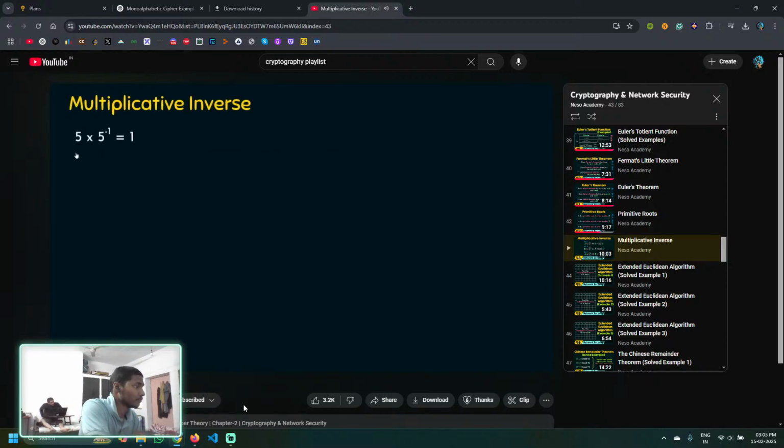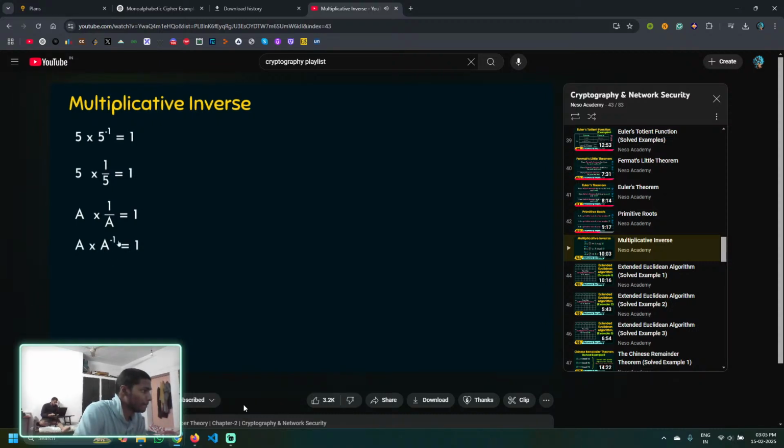Let's take the number 5. When that number is multiplied by its inverse, we get the result as 1. So it's clear that 1 by 5 is the multiplicative inverse of number 5. When you have a number a, then 1 by a is the multiplicative inverse for number a. So that a, when it is multiplied by its inverse, which is 1 by a, will give 1 as the result. So this is the basic idea behind multiplicative inverse.